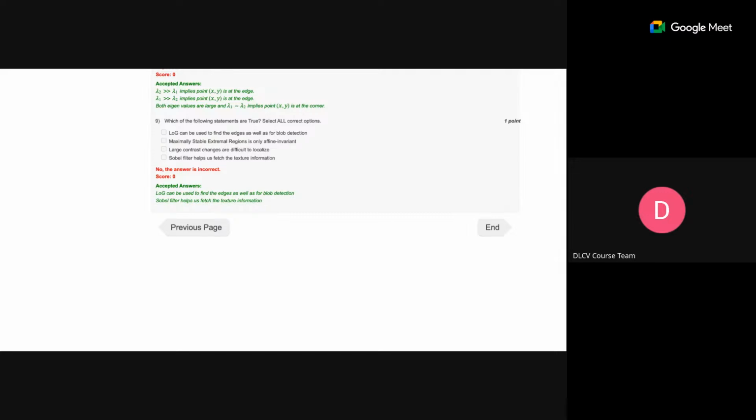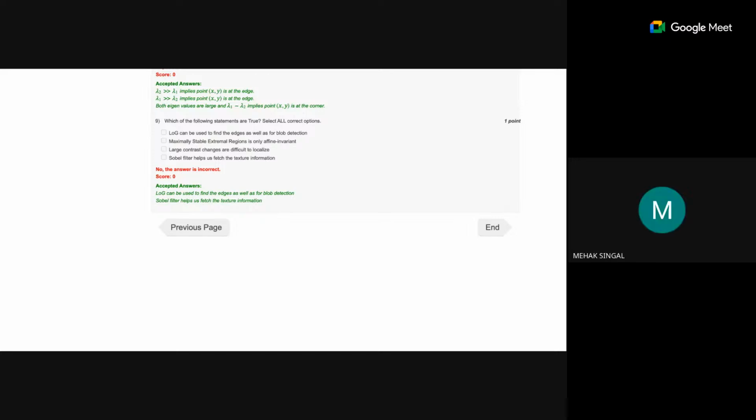So one reason the Sobel filter can help us find texture information is because it is based on gradient information. It calculates the gradient, the change in the pixel intensity. It can help us find texture because textures usually have a gradient difference between the pixels. That is why the Sobel filter can help us in finding texture information.